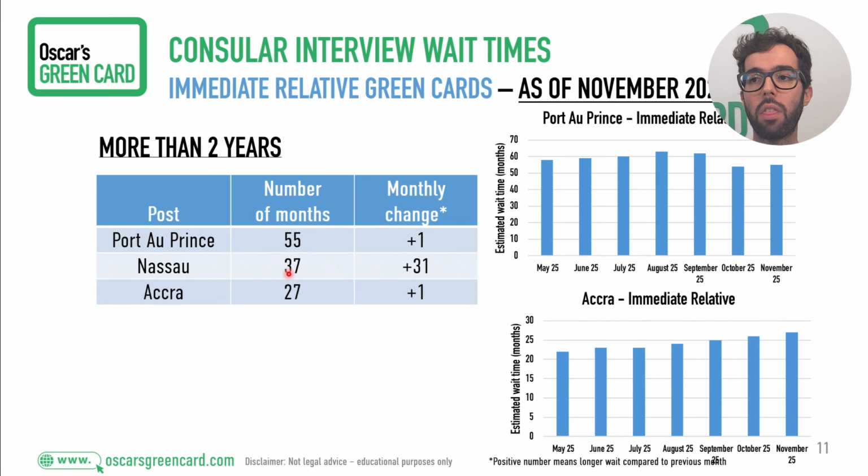Then we have Nassau with 37, adding a whopping 31-month wait time period, which is something that we see sometimes for some US consulates. We don't know if they were not reporting the time properly before, and now they just started reporting, and this is actually the wait time. We'll have to see. We keep an eye on these particular posts in coming months to see if that situation is still there. Accra, 27 months, adding 1 month, and here we also have the graph for Accra, and you see how it's steadily and slowly increasing in terms of wait time over there.